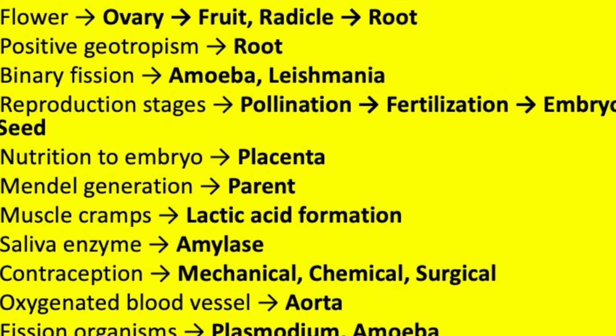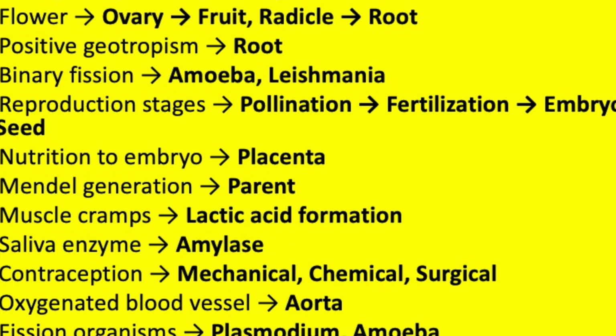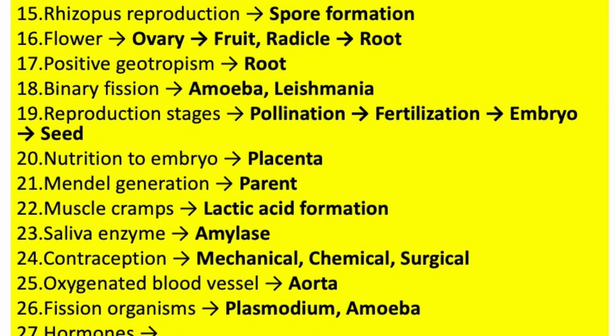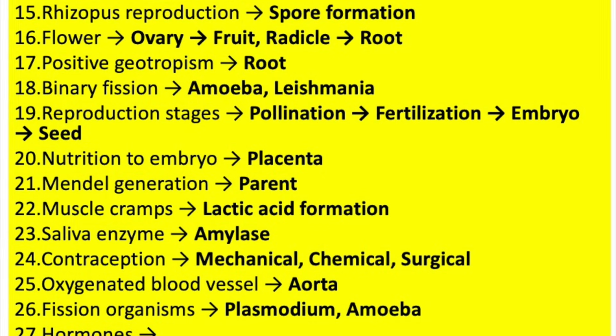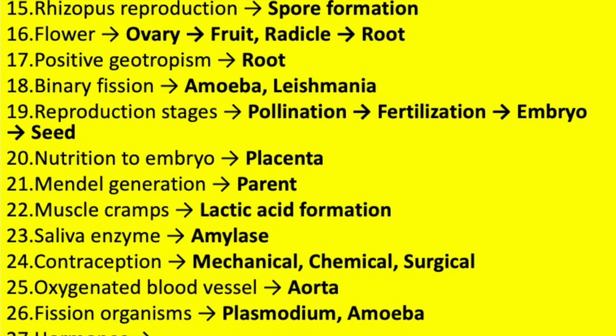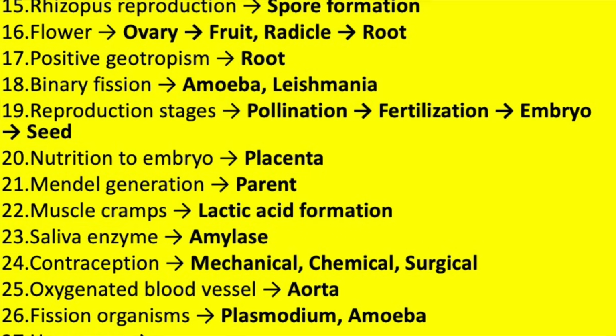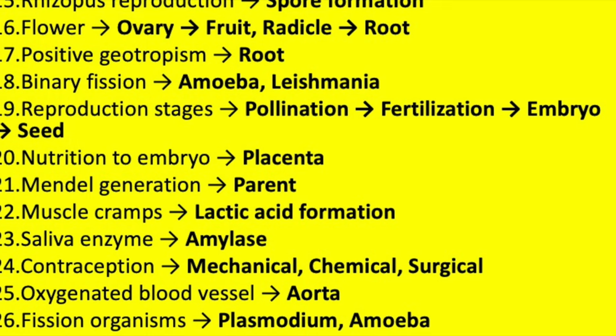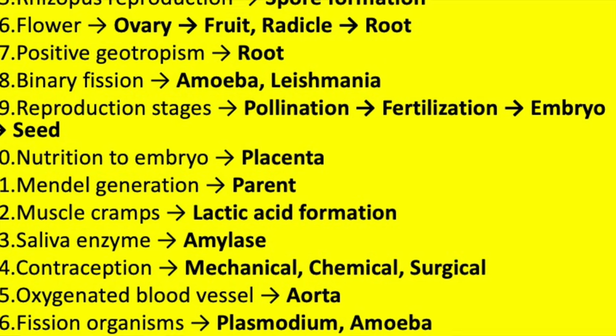Lactic acid is the reason for muscle cramp. Amylase is the saliva enzyme. Contraception can be done by three methods: mechanical, chemical, and surgical. Oxygenated blood vessel is aorta. Plasmodium and amoeba are examples of vegetative organisms.